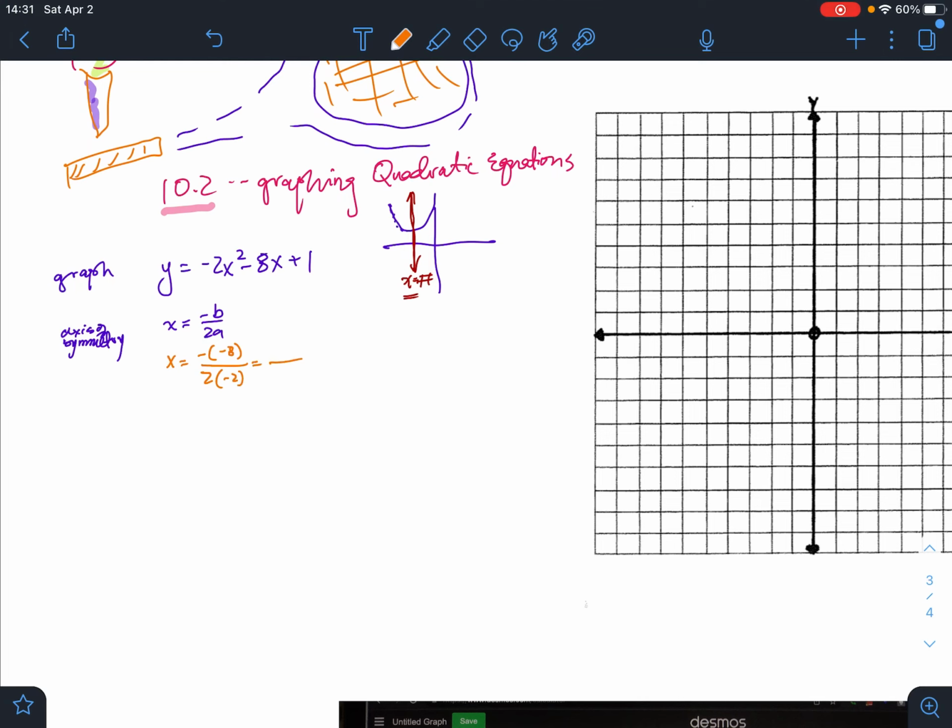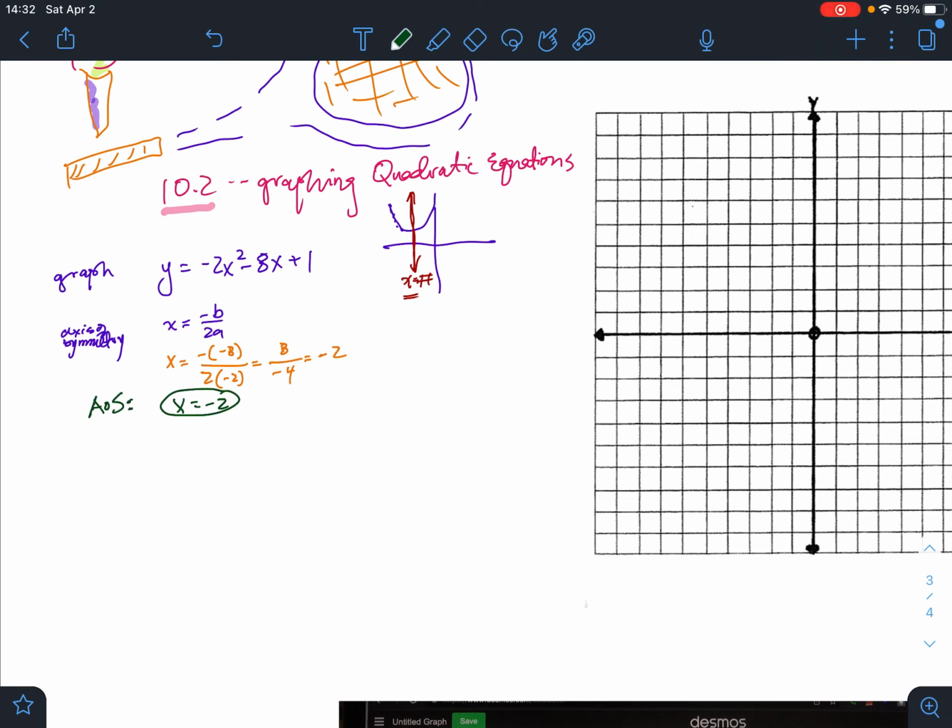Notice I can simplify this quite a bit. The numerator will be 8. I'm just going to take my time. The bottom is negative 4. This simplifies to x is equal to negative 2. And I'm going to write that as a summary. X is equal to negative 2 is my axis of symmetry, my AOS.